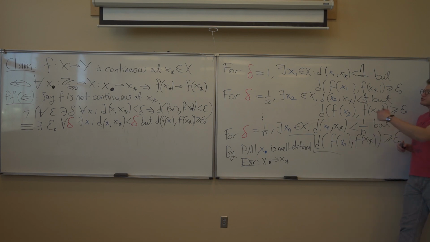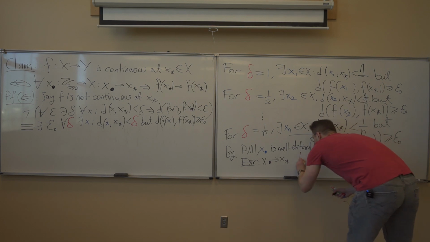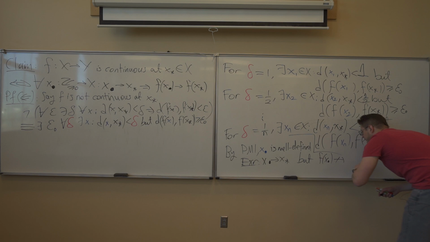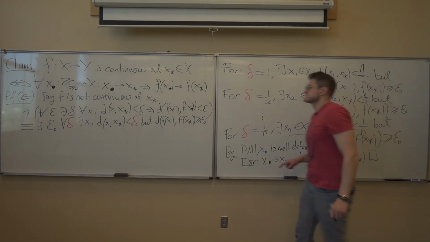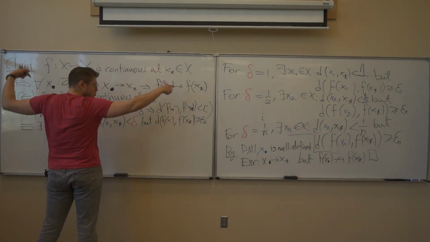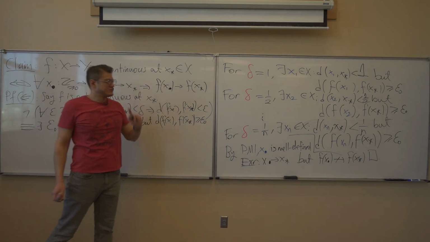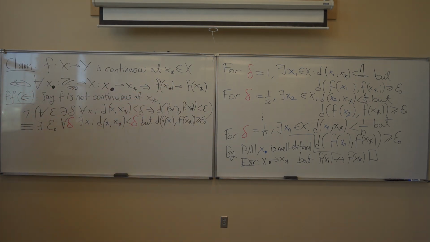But on the other hand, if I were to look at the image sequence, f of x1, f of x2, and so on, it cannot converge to f of x star because all of them are farther than epsilon 0 away. Does not converge to f of x star. I assumed not this, I showed not this. For some sequence that converges, the image sequence doesn't converge. Any questions about this?